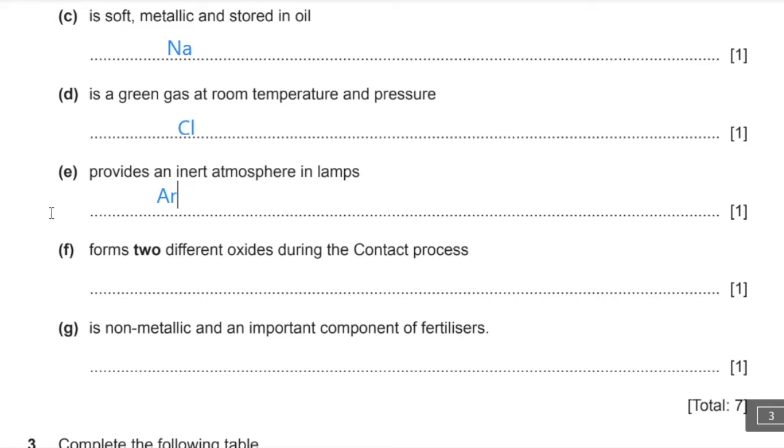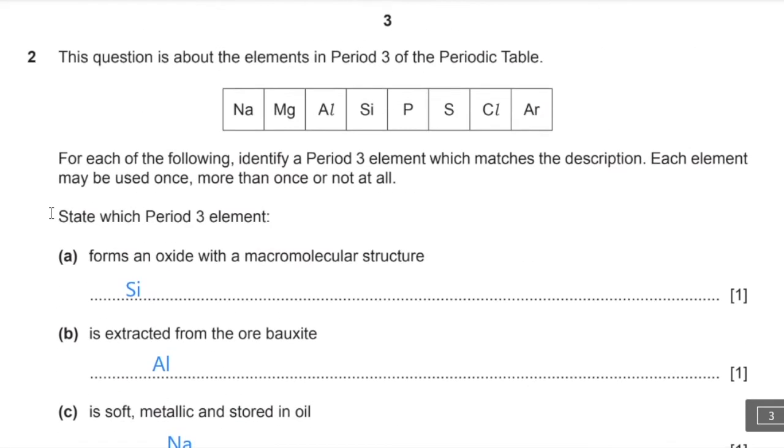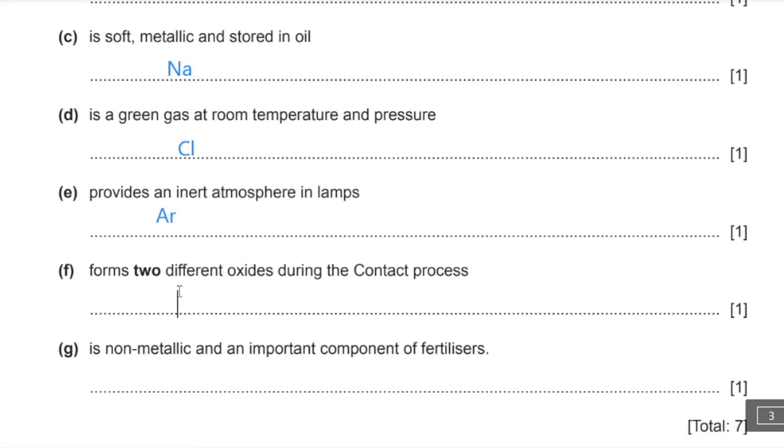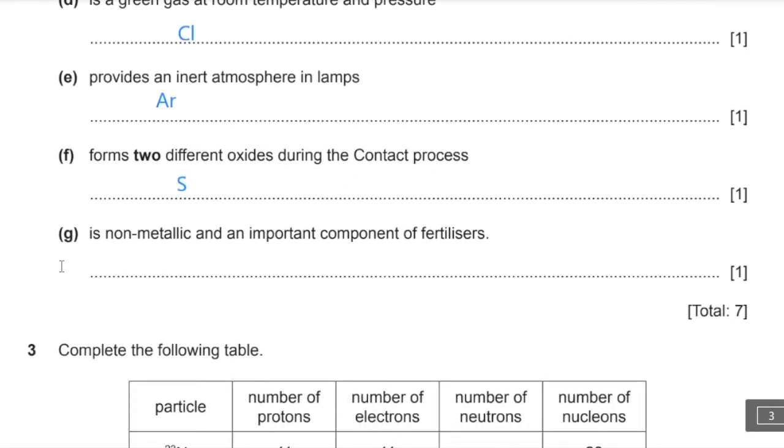F forms two different oxides in the contact process, which is basically sulfur. Sulfur is involved in the contact process, forming sulfur dioxide and trioxide. G is non-metallic and an important component of fertilizers. So this is phosphorus.